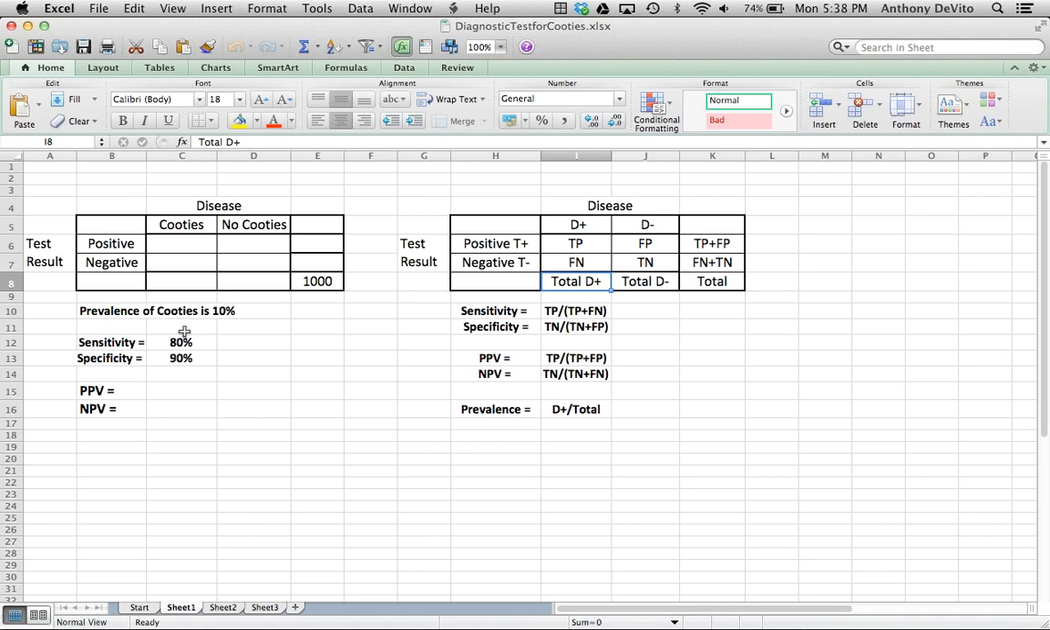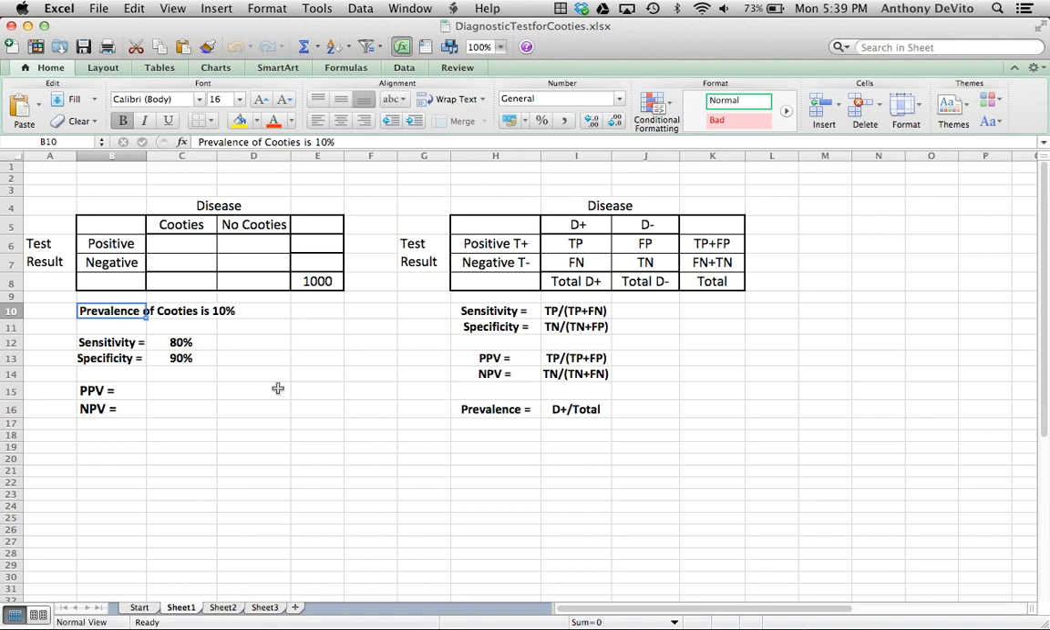I am going to call the efficiency of how good a test works its sensitivity. In other words, I'm going to say that the sensitivity of this test that we've developed for cooties is that 80% of the time it will correctly identify a person with the disease. On the other hand, what about a person that doesn't have the disease? Well, I'm going to say that 90% of the time you'll get a negative if a person doesn't have the disease. And I'm going to call that the specificity.